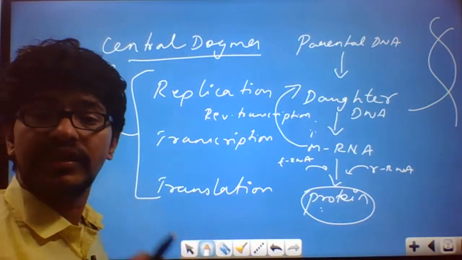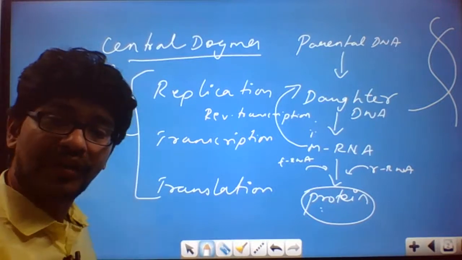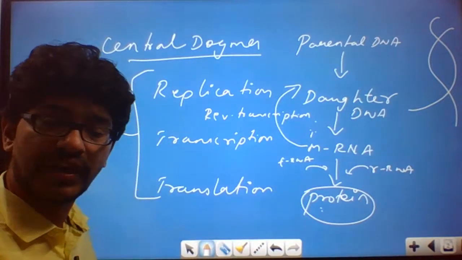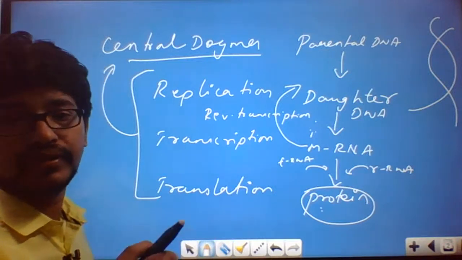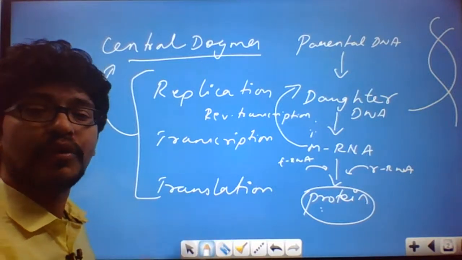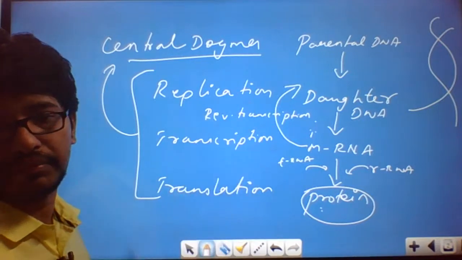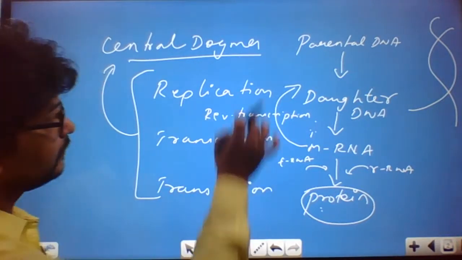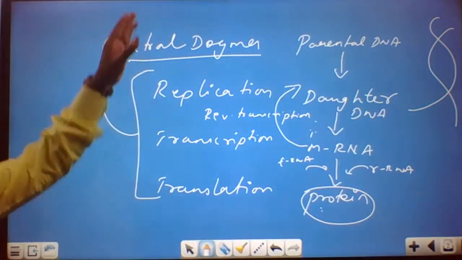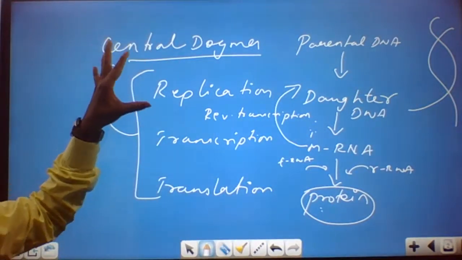So it is not the case that DNA is present only in the nucleus. The mitochondria organelle also has its own DNA, so it can fulfill its needs for the production of any protein that is required by the mitochondria. That is why I have explained this central dogma part to you, this part which tells you about the central dogma.